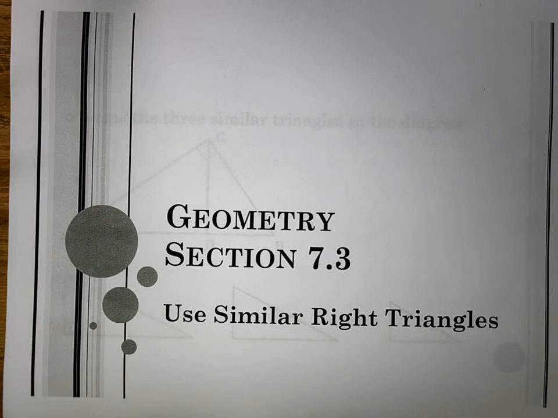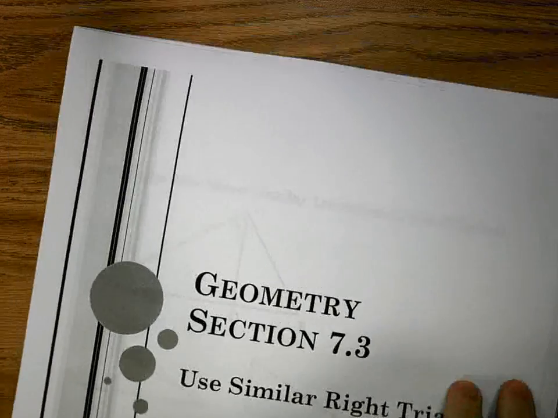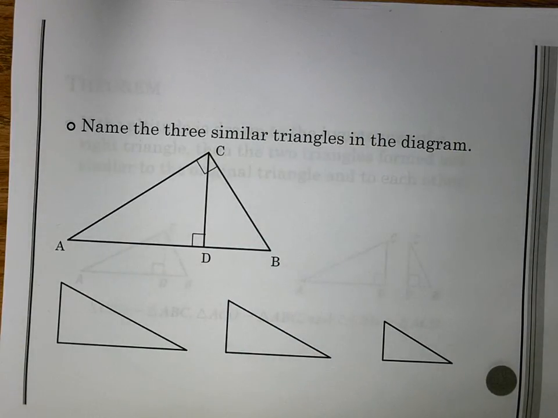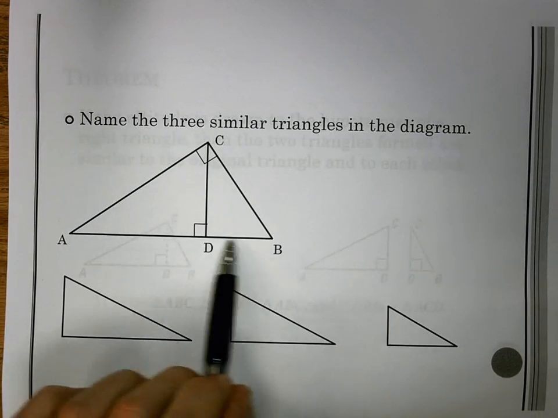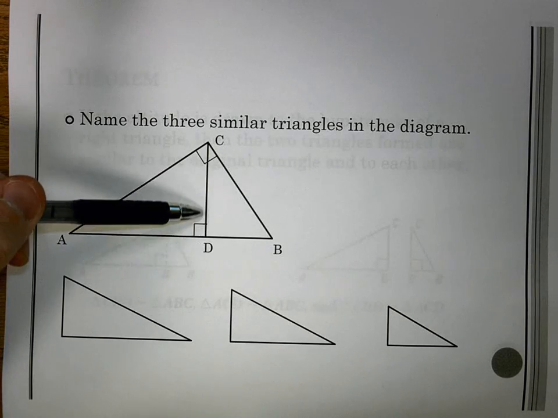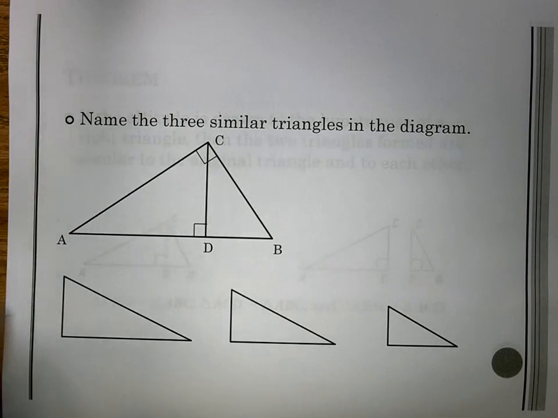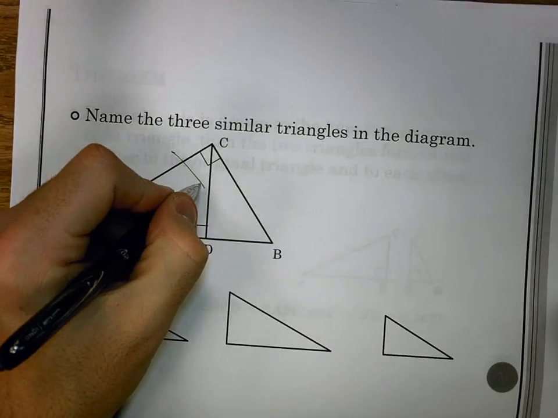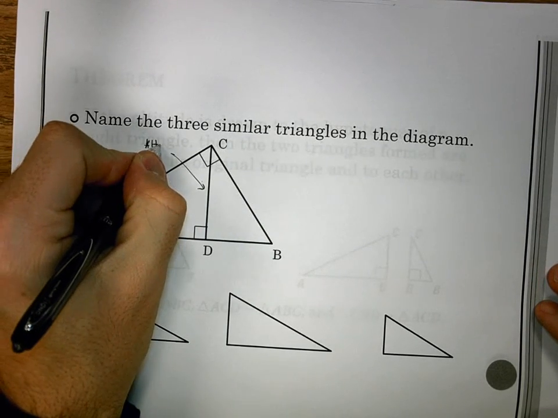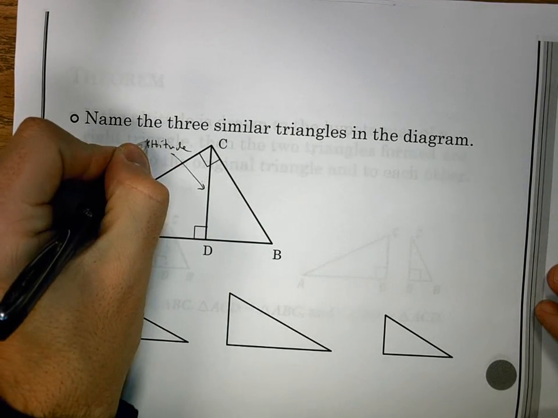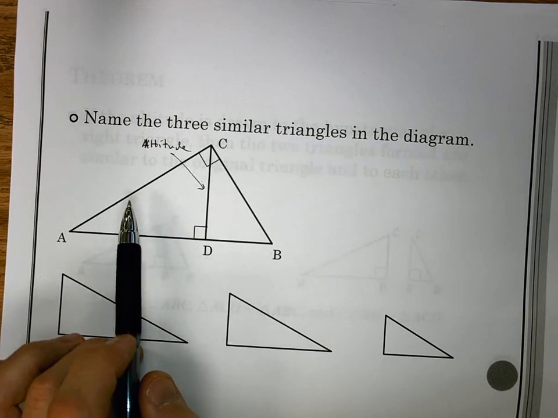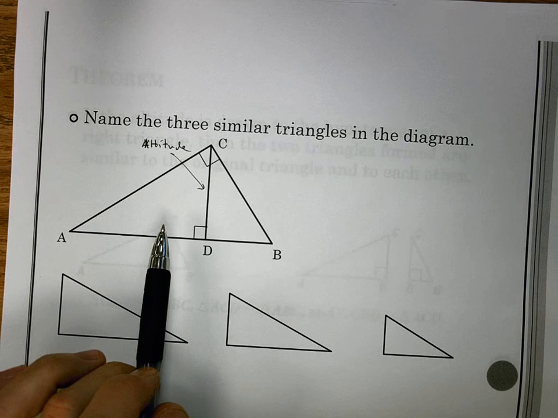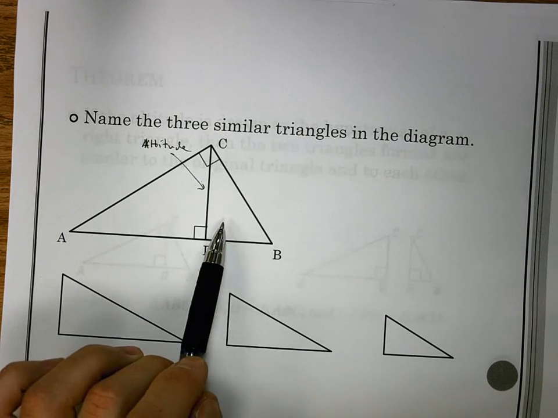In this section, section 7.3, we're looking at using similar right triangles. Before we get to our first theorem, let's look at the typical diagram we're going to see today. That's a right triangle where we have an altitude drawn, and that's CD. In that right triangle with the altitude, we're given two new right triangles. We have this one on the left, and we have this one on the right.